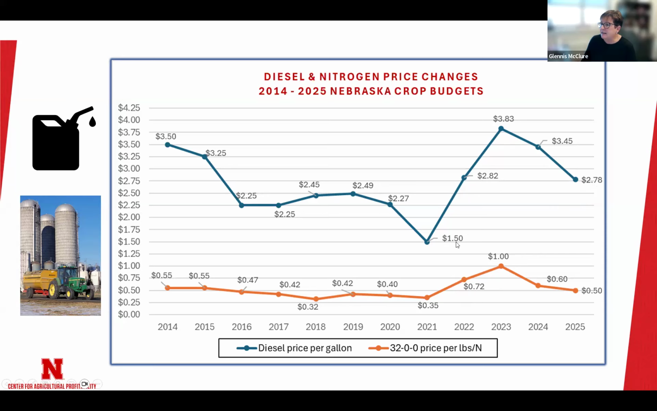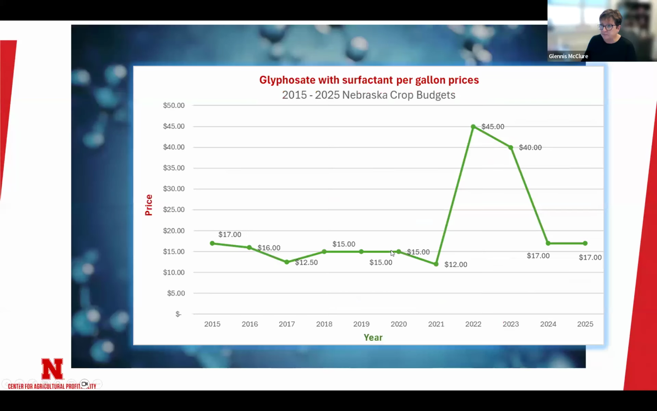And then our fertilizer, you can see what's happened with the diesel prices that we've used in our budgets, and what this fertilizer cost has done. It's back down as well, and we're using about 50 cents per pound of N in our budgets for that particular fertilizer product. Glyphosate, a few years ago as we were coming off the pandemic, we weren't even sure we were going to get what we needed. You can see how those prices have come down. This year we're using $17 a gallon, similar to what we had last year in 2024.